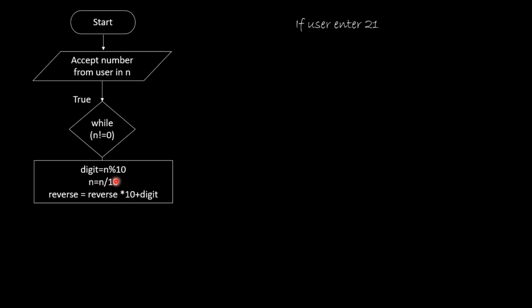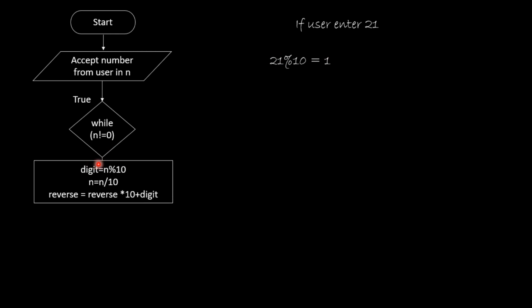Okay, now what I am going to do is perform the division of 21 and 10, and I'll store the remainder in digit. Okay, so what is the value of n? Value of n is 21. 21 divided by 10, the quotient is 2, right? Remainder will be 1. It will be stored into the digit variable.